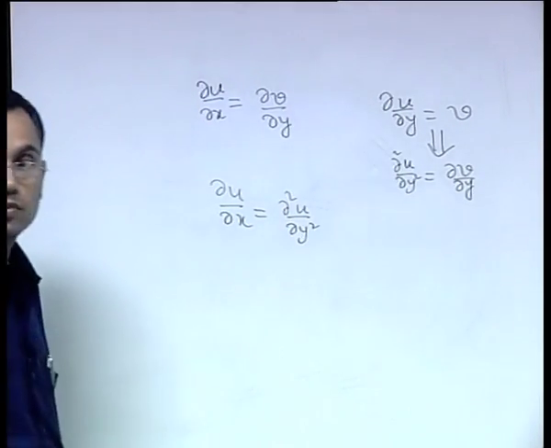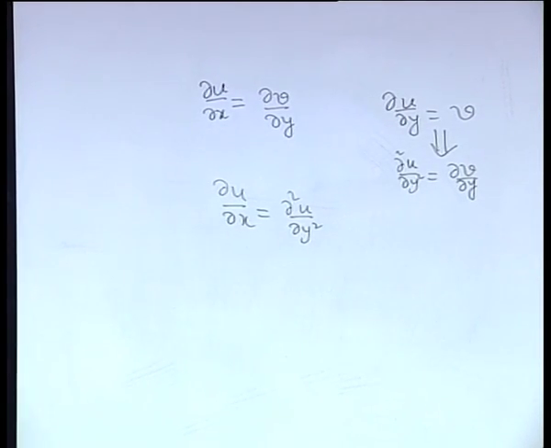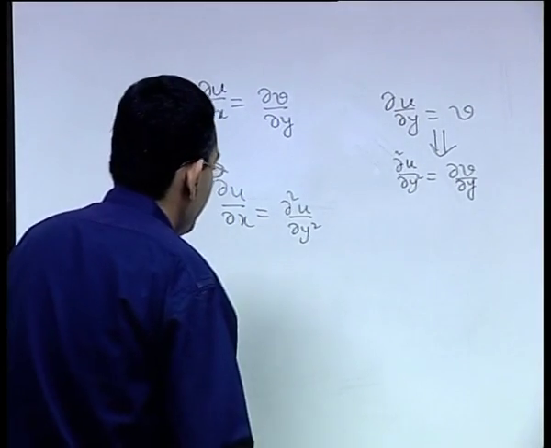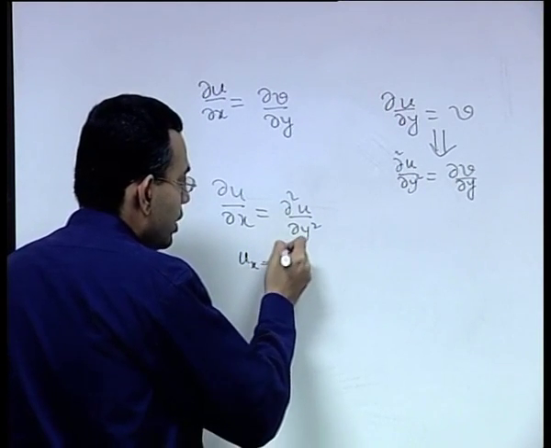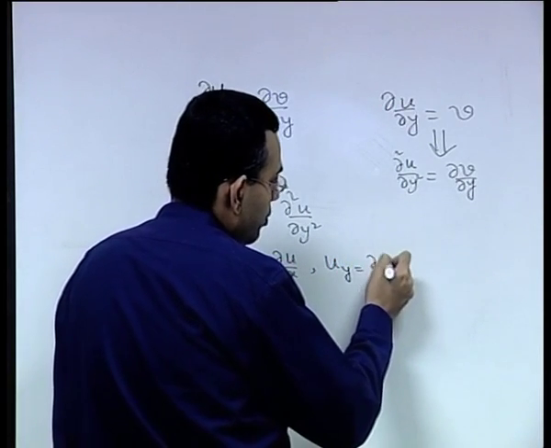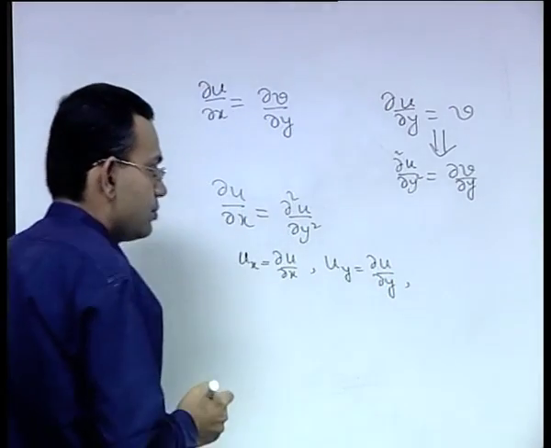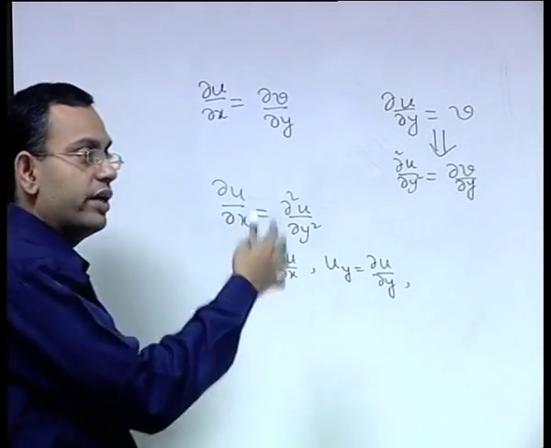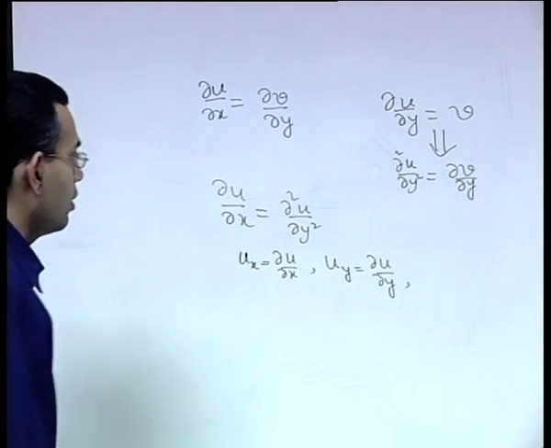So, it is the nature of this particular equation that we have to determine. To do that, what we can do is we can use shorthand symbols like ux equal to del u del x, uy is equal to del u del y, and so on. Similarly, second order derivatives like mixed partial derivatives and so on.